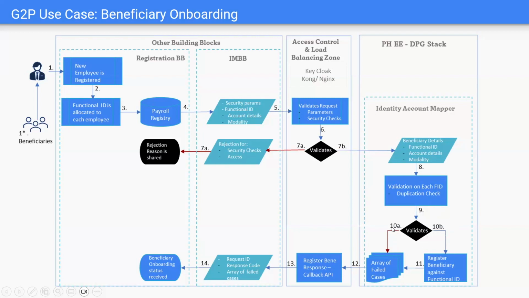A package API of status is made in which it lists down the number of failed cases. So the cases that are successful are already there, but all the failed cases are packaged in that API and sent back via the access control system, via the IMDB, back to the registration building block to tell that, yes, these were the number of failed cases, and then those failed cases could be repackaged and sent again in another round as and when required. So this is how the beneficiary onboarding comes.